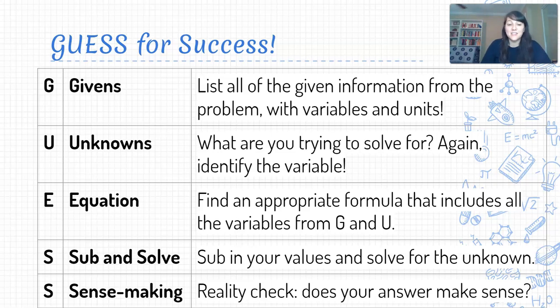My final S stands for sense making. So at the very end, I like to do a little bit of a reality check and say, does this answer make sense? Does it seem reasonable given the situation? So if I calculate that a car is accelerating down the freeway and is ultimately, after hitting the accelerator for 30 seconds or whatever, going like 0.002 meters per second, that's weird. That doesn't make sense. That shouldn't be happening. All right. So we do a final check to say, does this seem reasonable for the situation?